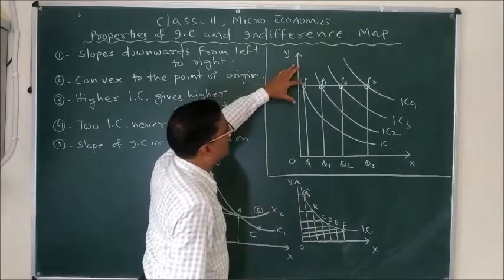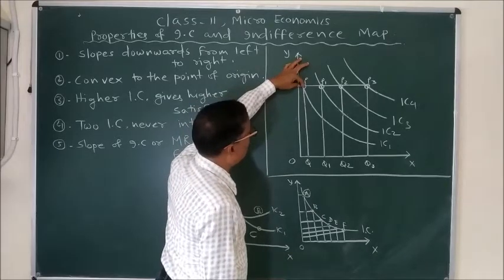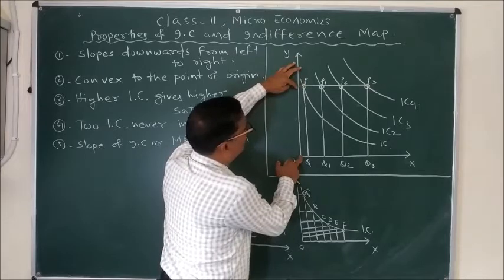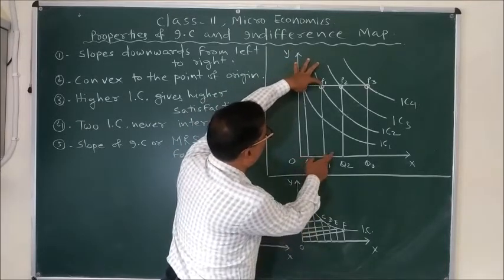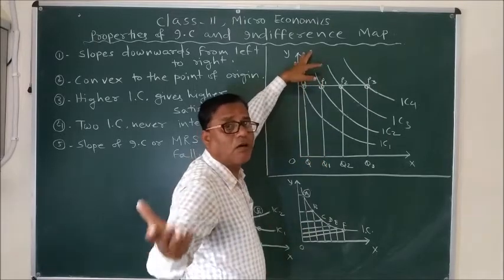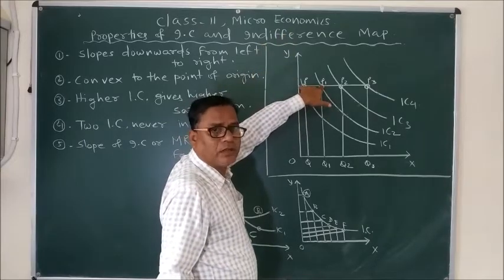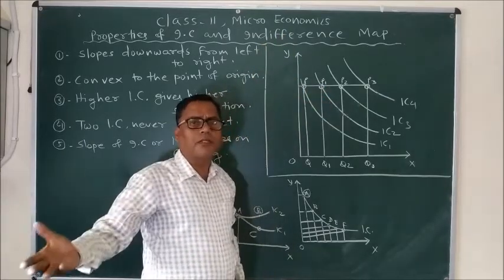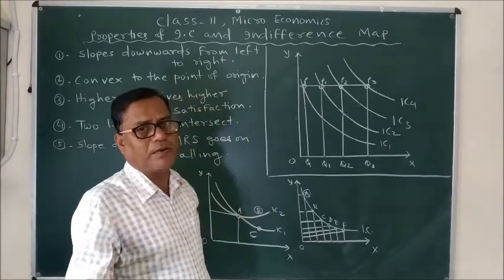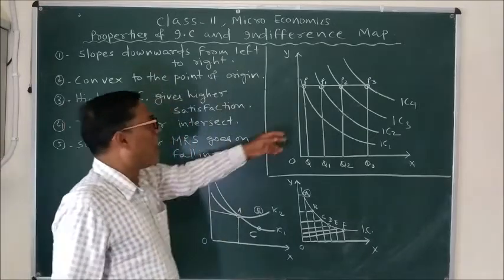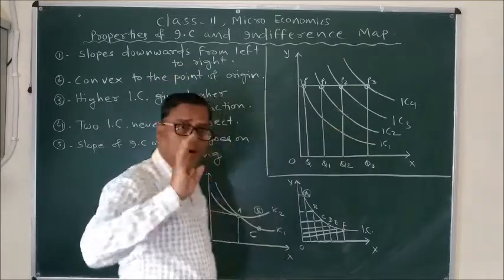You can see when the consumer is on IC1, he is consuming this much of X and this much of Y. When he is shifting to IC2, the amount of X increased and the amount of Y remains the same. That means the consumer is now able to purchase the same amount of Y but more amount of X. Obviously, the more the units of consumption, the more will be the level of satisfaction the consumer will derive from his consumption. That's why a higher indifference curve always gives a higher level of satisfaction to our consumer.